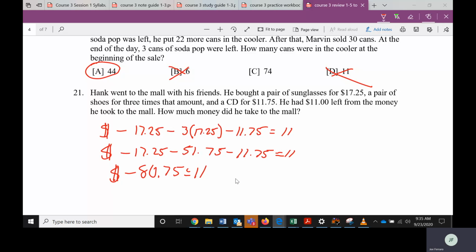And after he spent that much, he had $11 left. So we need 11 more dollars than $80.75. So you basically add $11 to that. And he went to the mall with $91.75. Now, if you didn't know if you did that right, you go back here to the top and type in 91.75 minus 17.25 minus 51.75 minus 11.75, and it should equal 11.